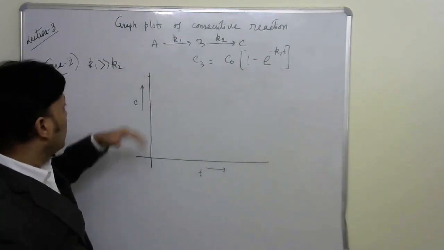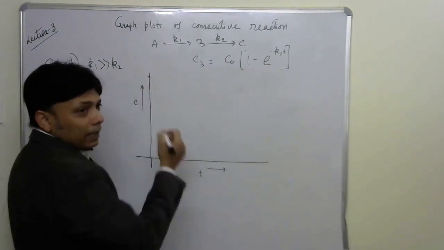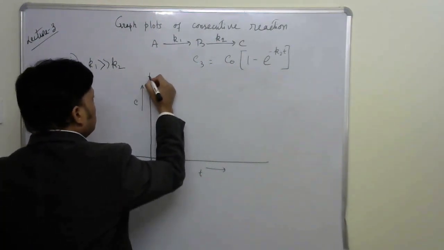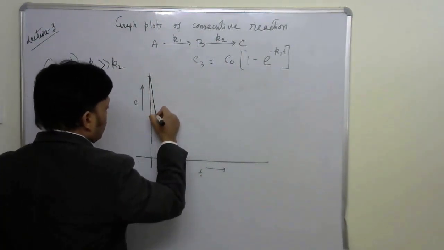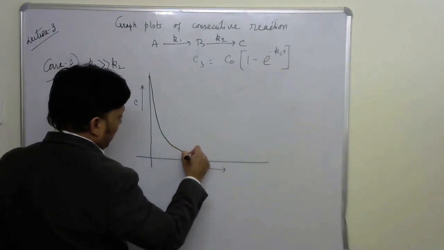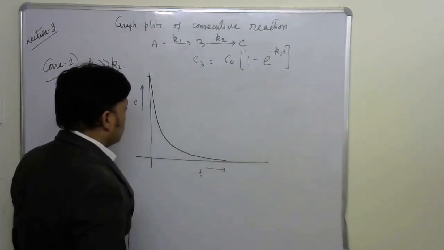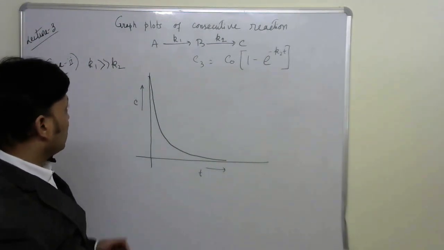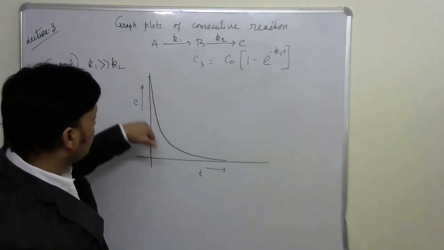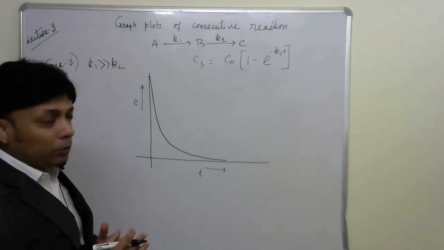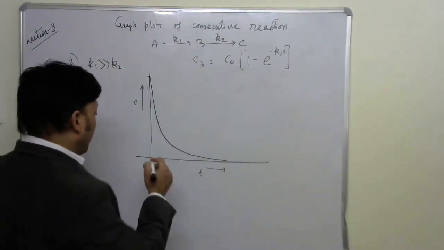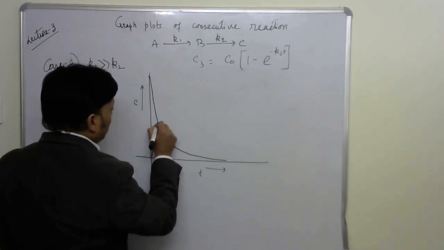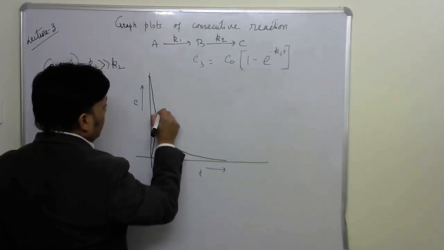The reactant A, since K1 is very high, would follow a very sharp decay according to the first order rate law, exponentially. And that sharp decay of A means there would be a sharp rise of the reactant B. So the reactant B shoots up very rapidly like this. It would continue to go up.